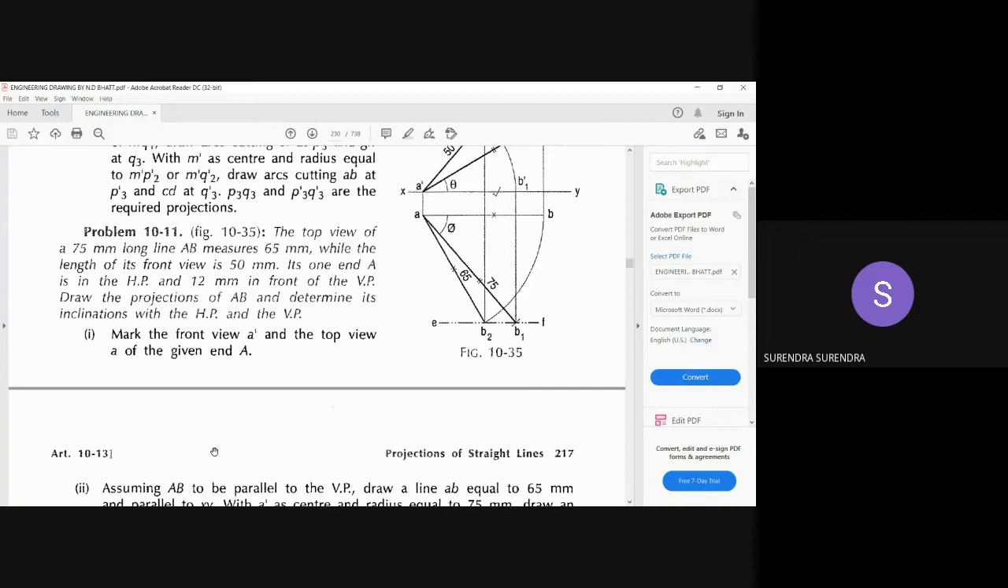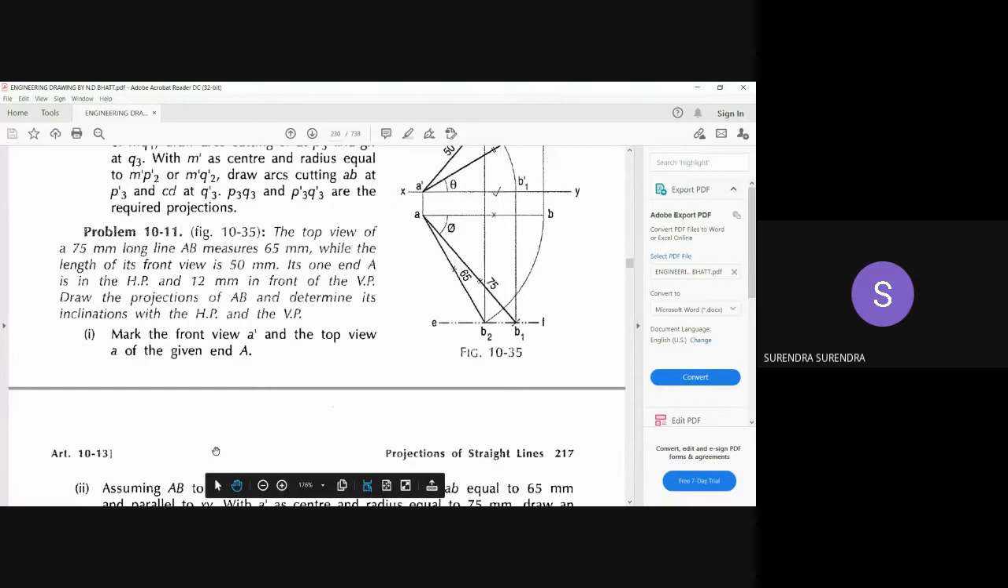While the length of the front view is 50 mm. So both the front view length and the top view length are given, and also the true length is given. So with this data, we have to start the problem. So also write down the other data.